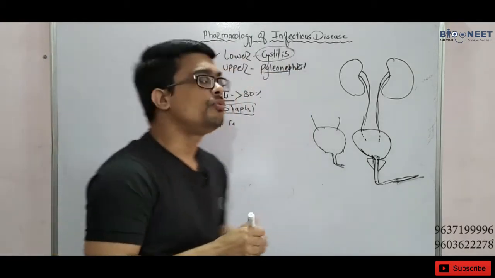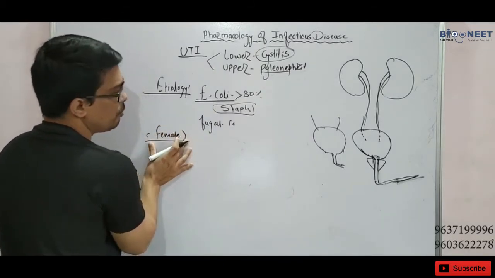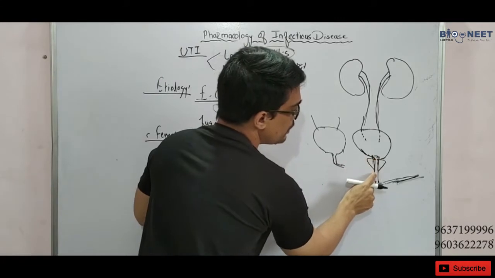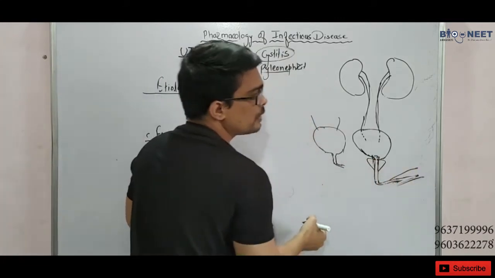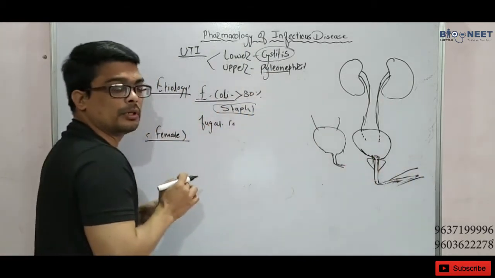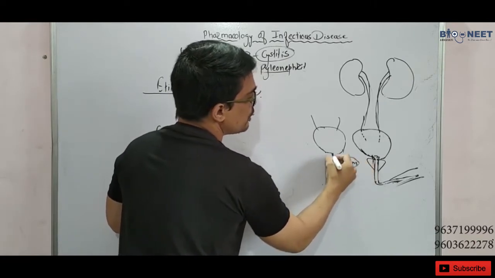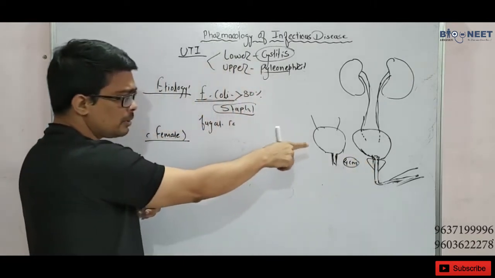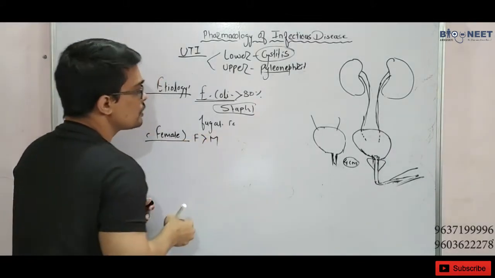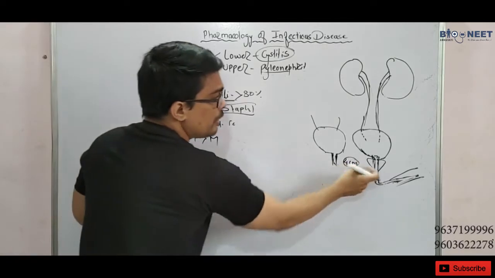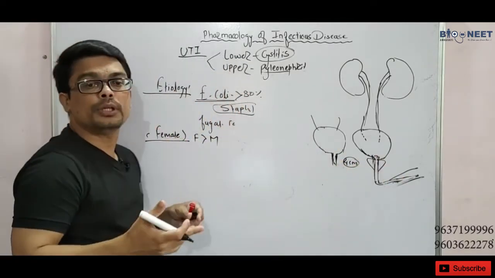In case of female, you have to remember, because of the anatomy, in male the urethra has a prostatic urethra, membranous urethra, and penile urethra. Here is the male external genitalia. It is a long urethra in the male. But in the female it is short, 4 centimeters. Because of this anatomical difference in the length of the urethra between male and female, the chances of urinary tract infection are more in the female.